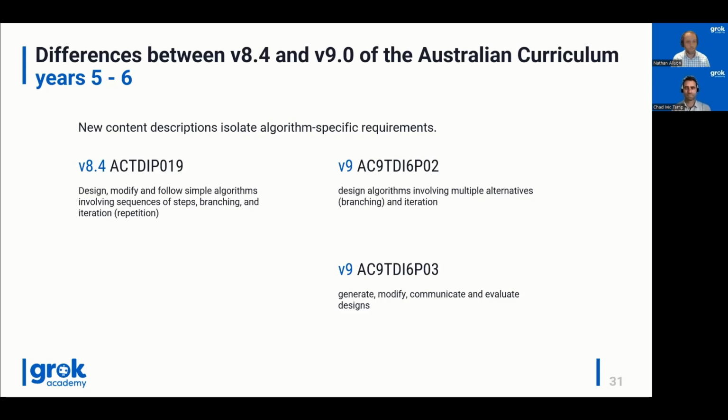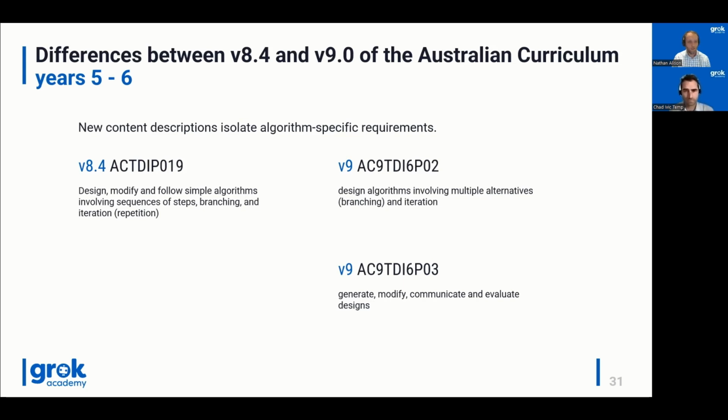We're going to take now a bit of a look at years 5 and 6. And once again, look at the differences between version 8.4 and version 9 of the Australian curriculum. In this case, it's a little different to what happened in years 3 and 4. So we still have this splitting happening. But what's happened this time is that the design of the algorithms and the implementation have been split up a little bit.